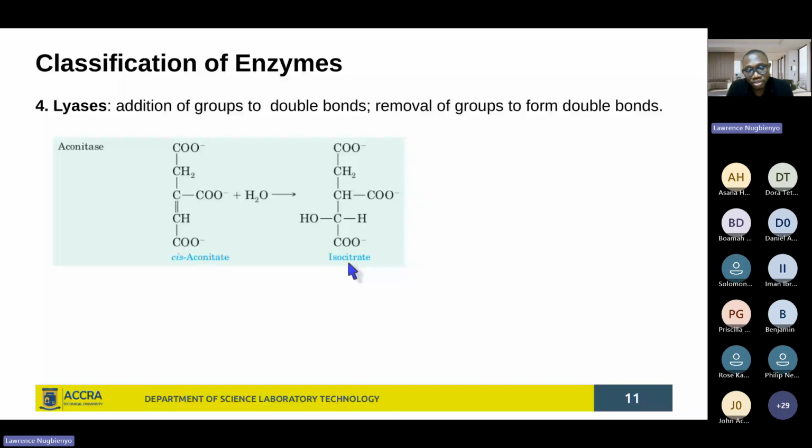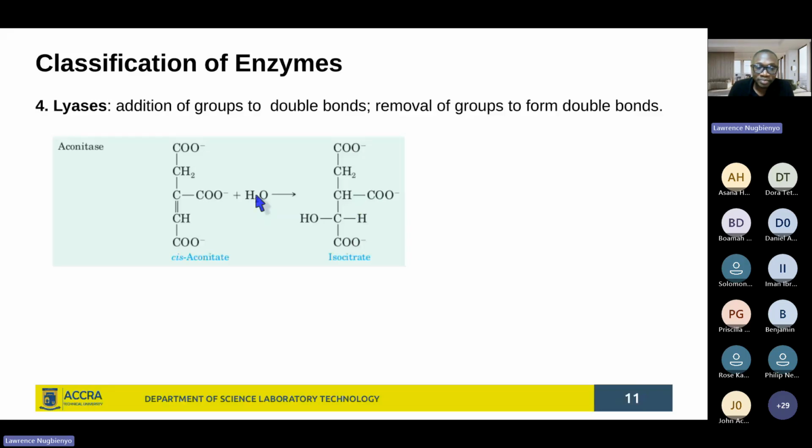forming isocitrate. Now, you see this reaction, there's water here. So you can easily confuse it with hydrolysis. But this is different. It's not the same as hydrolysis. You see, in hydrolysis, there was one molecule with water, and that molecule was breaking down into two molecules. This time around, that's not what you see.